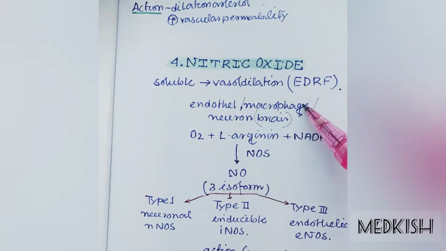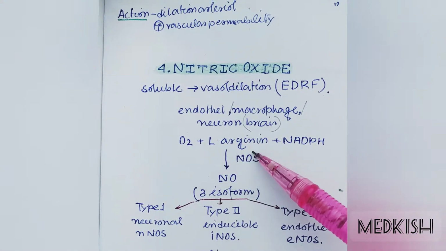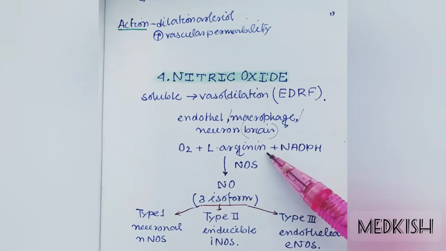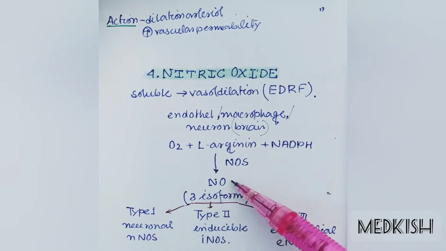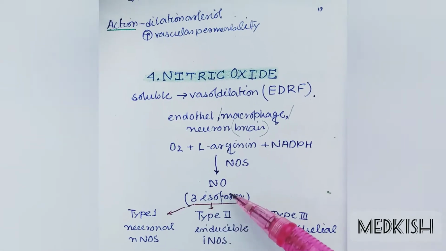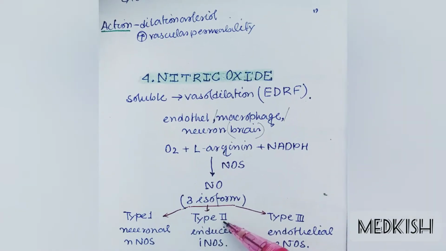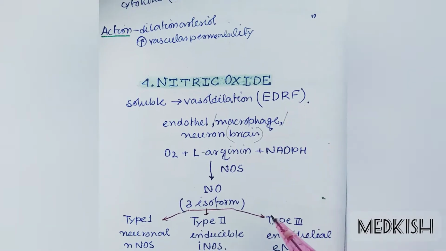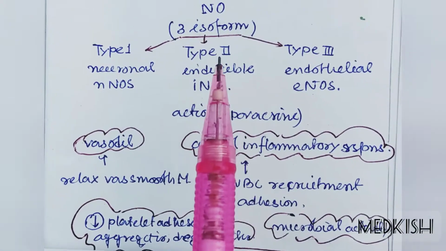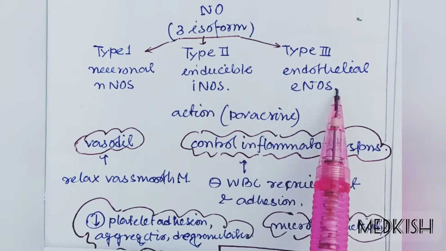In the endothelium or the macrophage or in the neurons in the brain, oxygen combines with L-arginine and NADPH with the help of the nitric oxide synthase enzyme to form the nitric oxide. There are three isoforms of nitric oxide synthase: type 1 is neuronal, type 2 is the inducible and type 3 is the endothelial nitric oxide synthase.